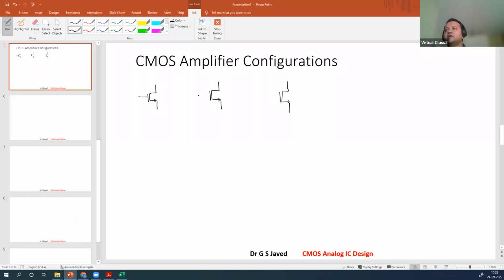So where are the 3 places? You can apply it at the gate terminal, source terminal, or the drain terminal. So you will have V in here. You apply it at the gate terminal. Another one is you apply it to the source terminal. Another one is you apply it to the drain terminal. Right? So these are 3 ways. Now, this is where you can connect the inputs. Now let us connect the outputs.